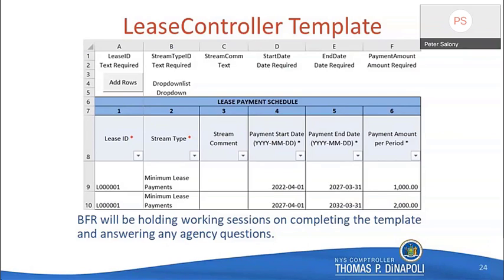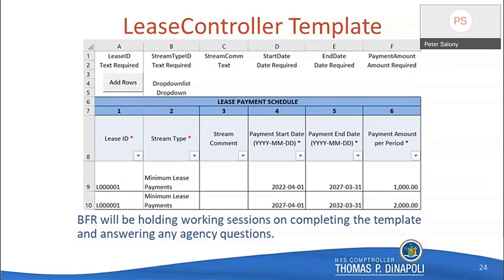BFR will be holding working sessions on completing the template and answering any agency questions. We plan on holding our first working session next Wednesday, January 19th at 10 a.m. An invite will be emailed and the dates and times of the other working sessions are reflected on the OSC website.